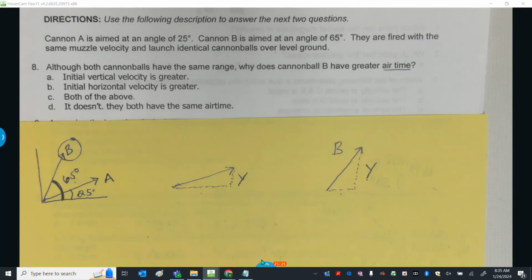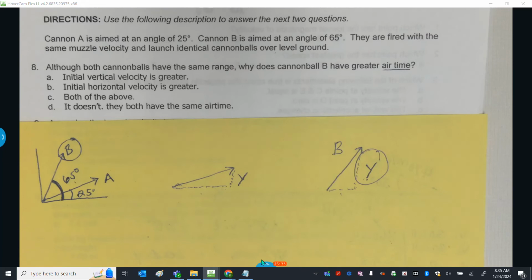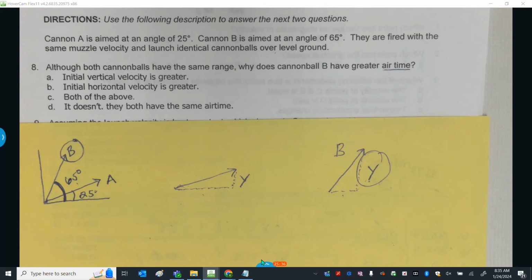Initial vertical velocity is greater. That is true for this one. This is greater. That's going to cause it to go up for a greater amount of time. It's going to go up to a higher height, and then it's going to be up higher. It's going to take it longer to fall back down.